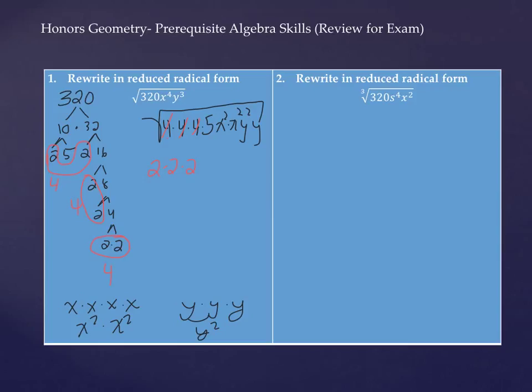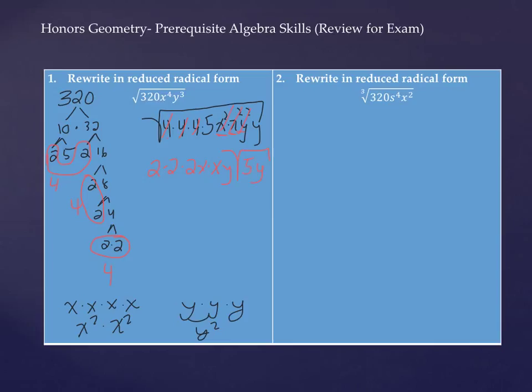The square root of x squared is x. The square root of the next x squared is another x. The square root of y squared is y. And we cannot take again the square root of just this last y because it's not a perfect square. So I'm going to leave that under the radical. And what do we have left? In the radical we have 5y.